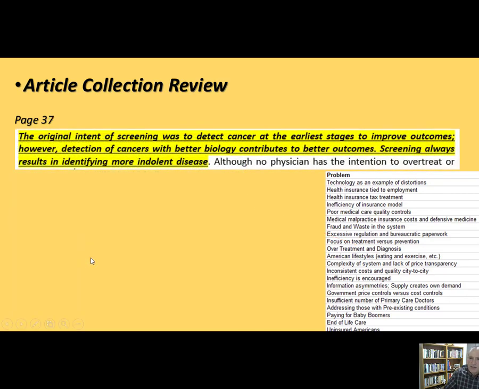The original intent of screening was to detect cancer at an early stage to improve outcomes. However, detection of cancers with better biology contributes to better outcomes. Screening always results in identifying more indolent diseases. So we're getting more and more false positives because technology is getting better. And we'll see some articles that are pretty eye-opening as far as the statistics.